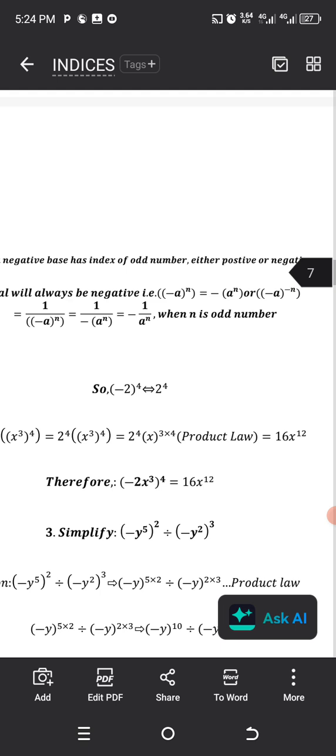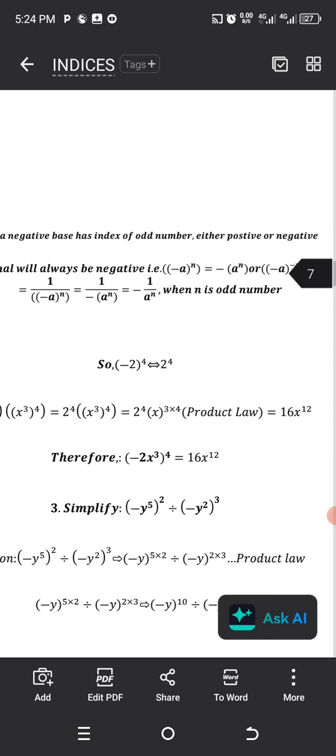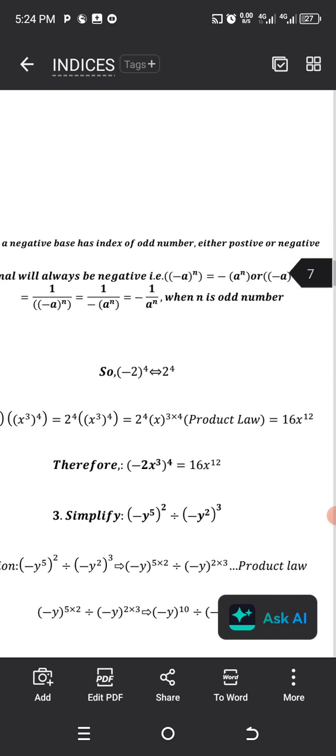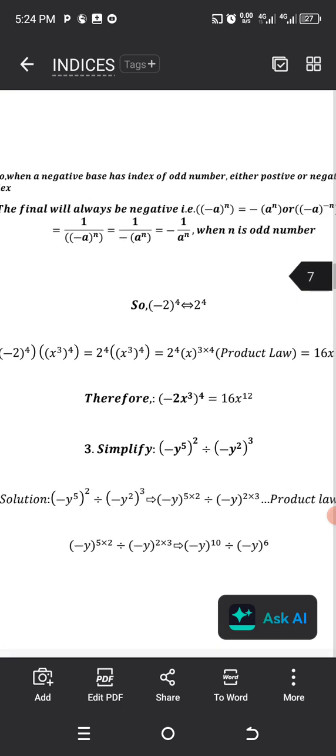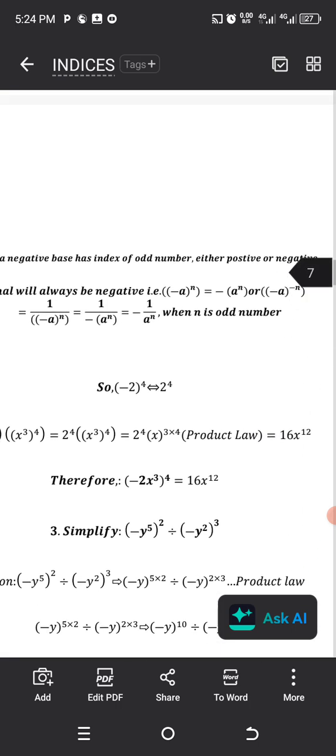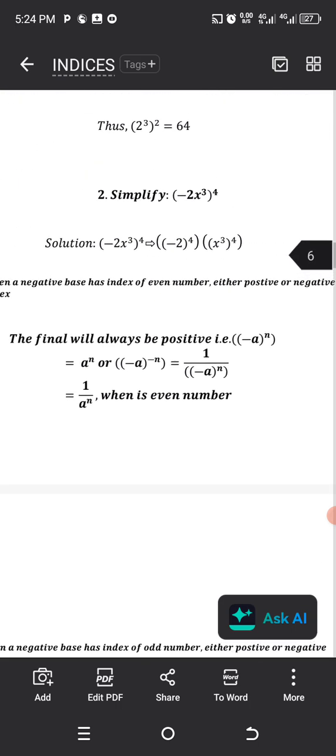That means the sign will not change for the base. Do you get what I'm saying now? But if it is an even number and your base is negative, you get a positive answer, either fraction or whole number. And when your base is negative and your index is an odd number, you get a negative answer. So let's now solve this question. Yeah, let's solve this question now.